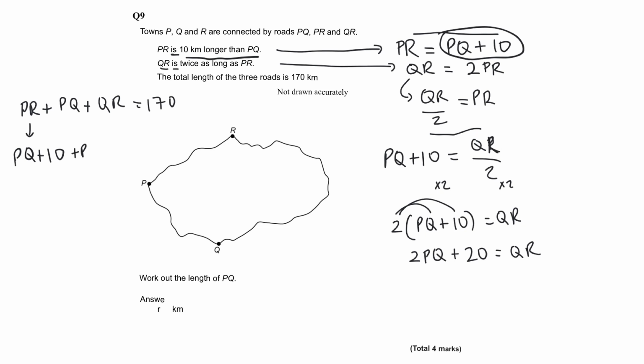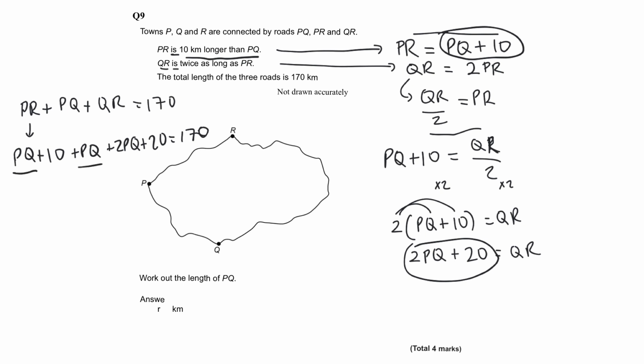PQ would not change. And then QR in terms of PQ is 2PQ plus 20, equals 170. Now that I've written it all in the form of PQ, it's going to make it easier for me to at least work out what PQ is. So then add all the PQs together.